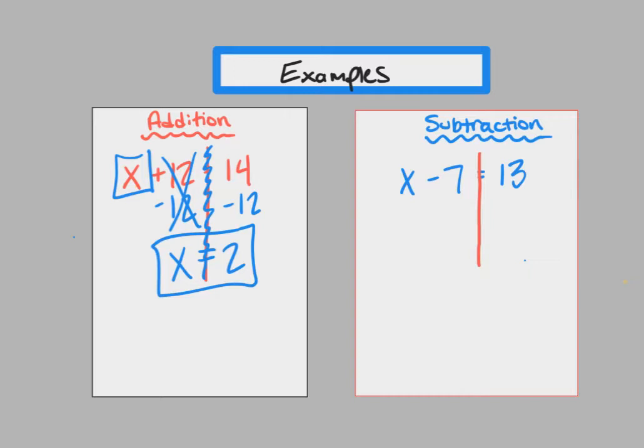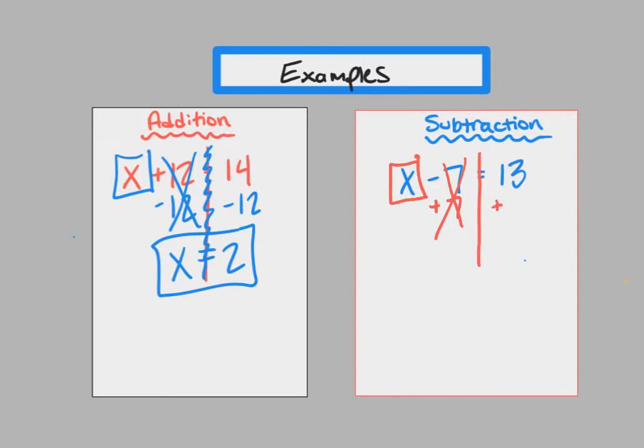Now I also need to put a box around my variable. After I put a box, we know that's what we want to get by itself. So I have to get the minus 7, subtraction of 7, canceled out. To do that, I'm going to do the inverse operation of adding 7 to this side, because if I have minus 7 and plus 7, that's going to cancel out to 0. But then I have to do the same thing on the other side.